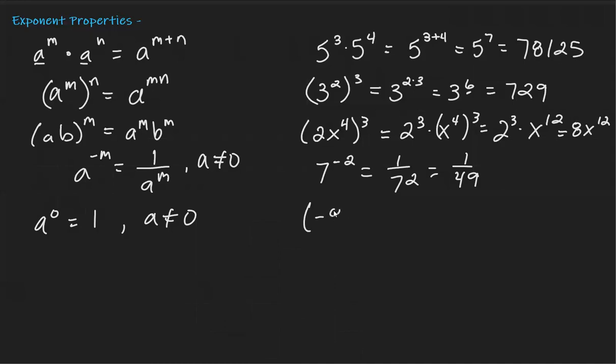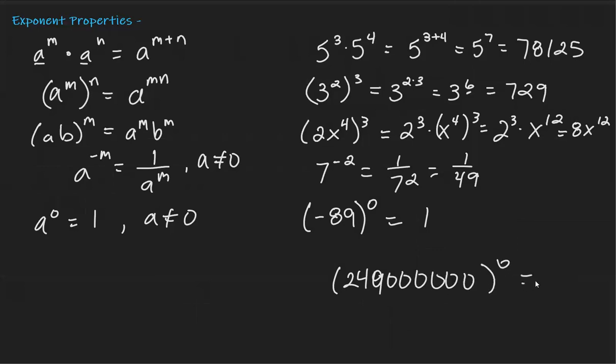So, if I take any other number, like say some random big number like negative 89, and I raise it to the 0 power, doesn't matter how big it is. As long as it's not 0, it goes down to 1. I can take 249 million, right? And I can raise it to the 0 power, and that'll still be 1, okay?